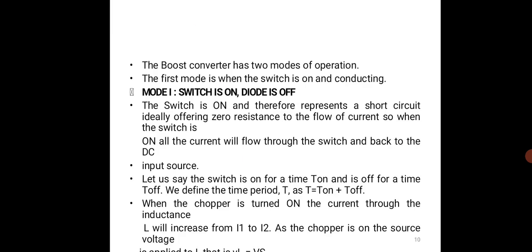The boost converter, once again, operates in two modes of operation. The first mode is when the switch is on and conducting. So in mode 1 the switch is on and the diode is off.